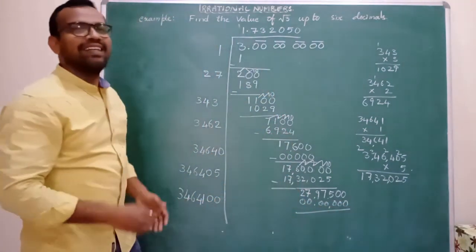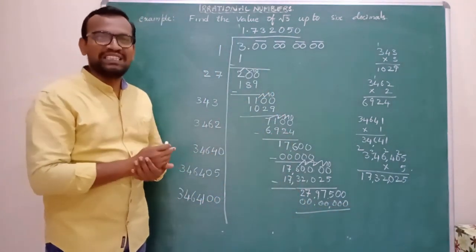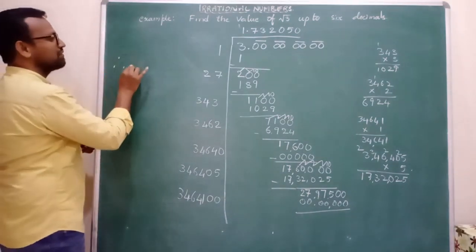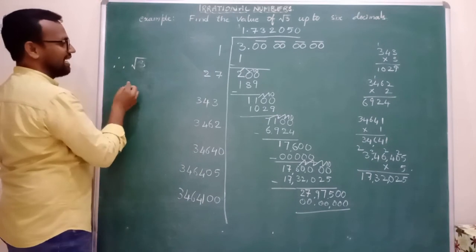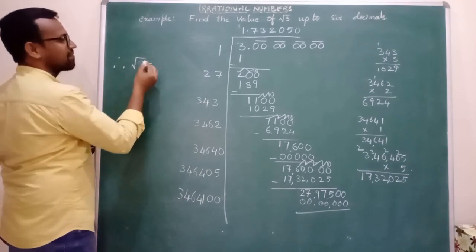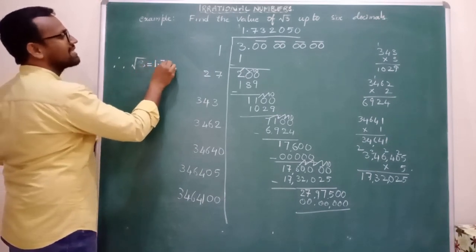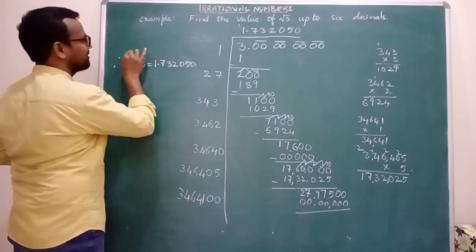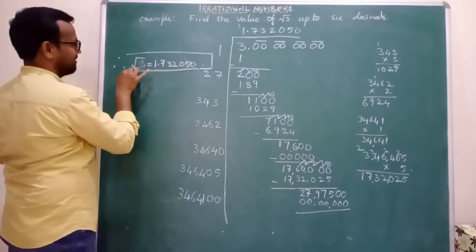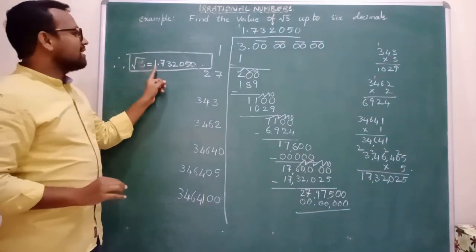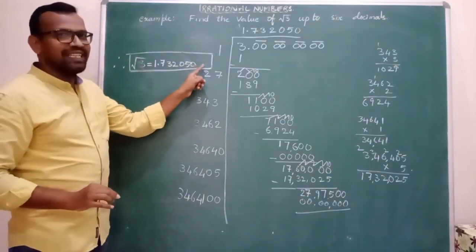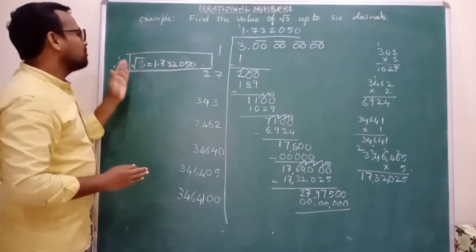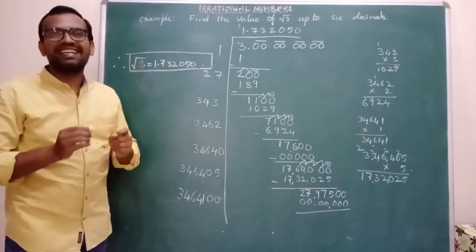And the division continues. So now we got the value of root 3 as 1.732050, and so on. So it is a non-terminating and non-recurring decimal. That means root 3 is an irrational number.